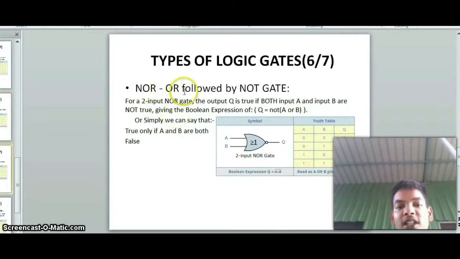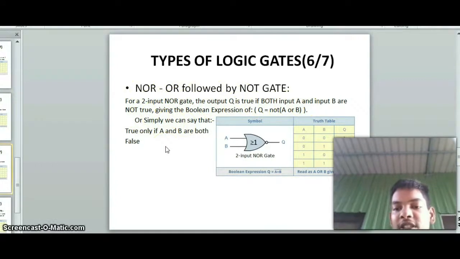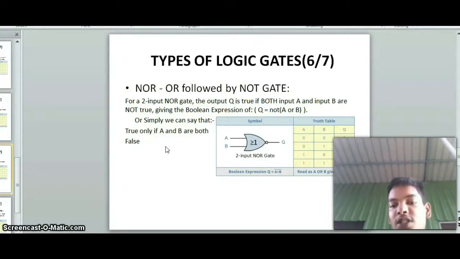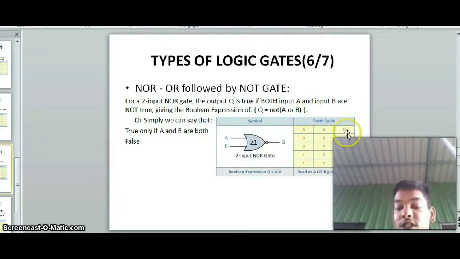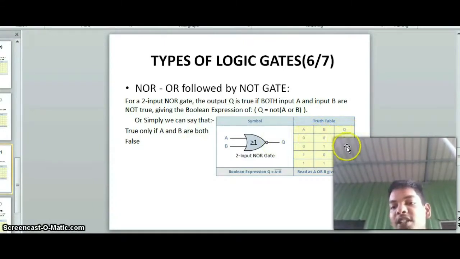Next is the NOR gate. The NOR gate is the same as the NAND gate, which is an OR followed by a NOT gate. For n inputs, the output Q is true if both input A and input B are not true. So if you remember, in the OR gate I said that only when A and B are not true, Q is not true. In the same case here, when A and B are not true, in the inverse case, we are getting Q as true.